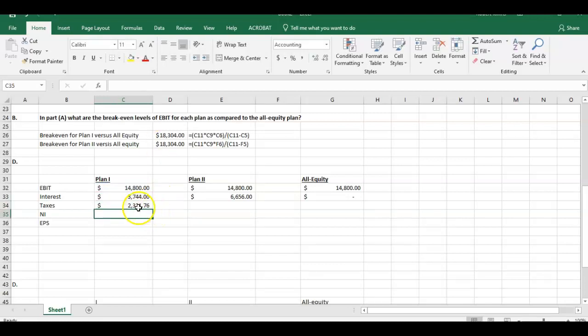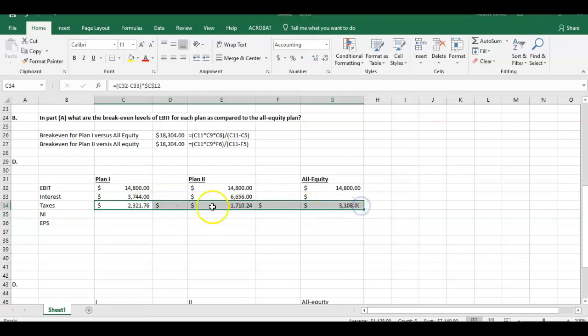If I hit enter, it tells me that under plan number one, I'm going to pay approximately $2,321.76 in taxes. If I drag this across now, let me just get rid of these two guys here, just clean it up a little bit. You can see that I pay less taxes in plan number two, right? Again, this is the same component: your EBIT minus your interest multiplied by that 21% tax rate. Obviously, we pay much less tax here. Why? Because we have a much higher interest deduction here. Remember that interest payment is really a tax shield in this scenario.